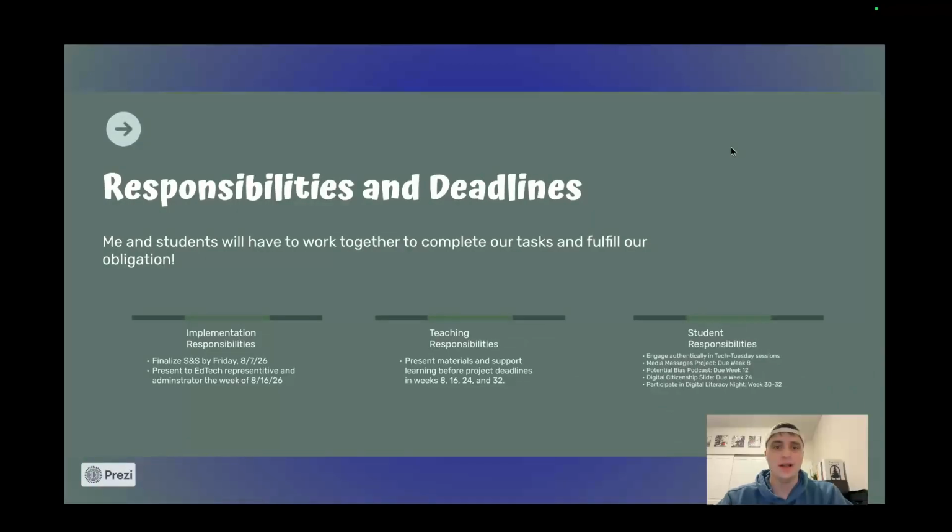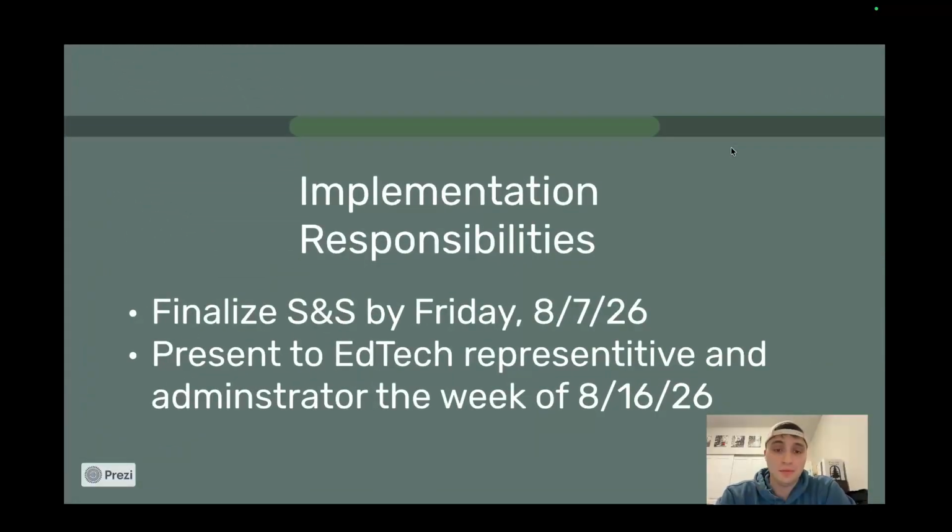As far as the responsibilities and deadlines for teachers and students, for myself and my 8th grade goofballs, let's take a look at what this would look like. On my behalf, the implementation responsibilities: I looked at our calendar and realized that I would be attending the summer Washington Career and Technical Educators Conference the week ending August 7th here in 2026. So in a hypothetical situation, I would get to collaborate with some other teachers and run through my scope and sequence that week of the conference, which ends Wednesday the 5th. Then by Friday, I should have that all wrapped up and ready for the presentation I would like to give to an EdTech representative or supervisor and to one of our administrators the week of 8/16.